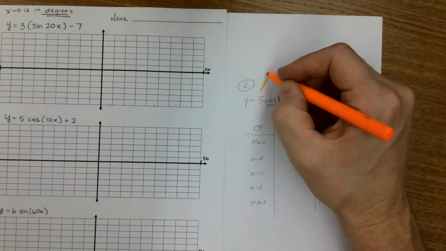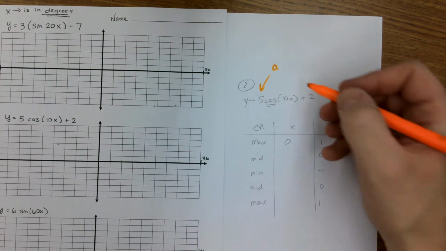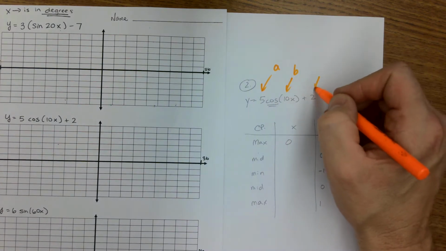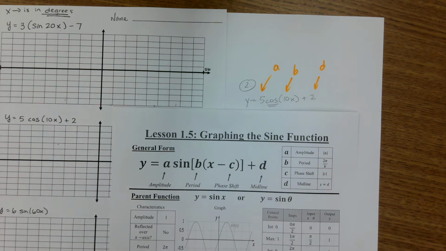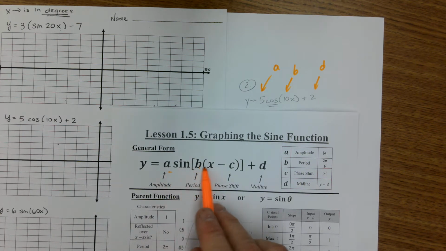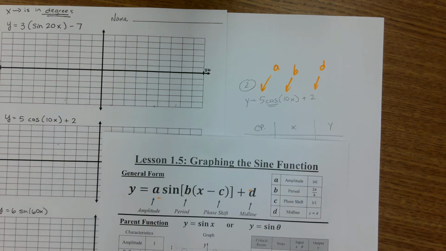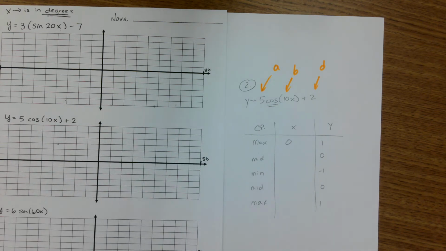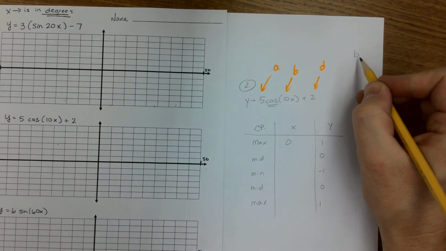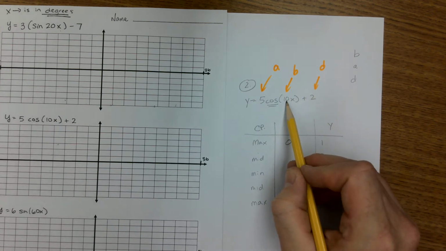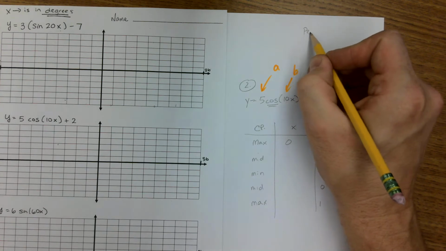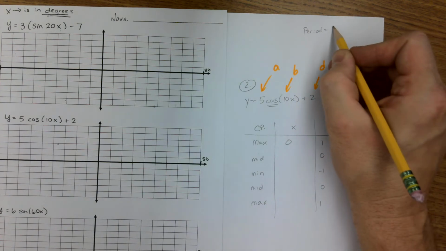We have an a value here of 5, and we have a b value of 10, and we have a d value of 2. And that matches the equation right here. We have an a value, b value, and a d value that we need to deal with. The order you want to do them in is take care of the b value, the a value, then the d value.